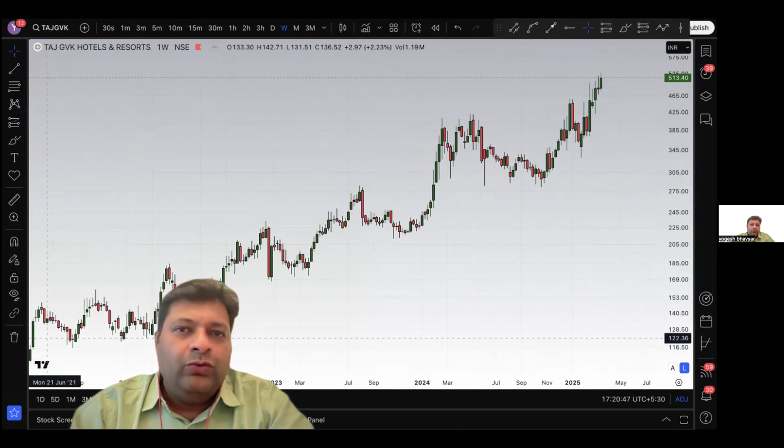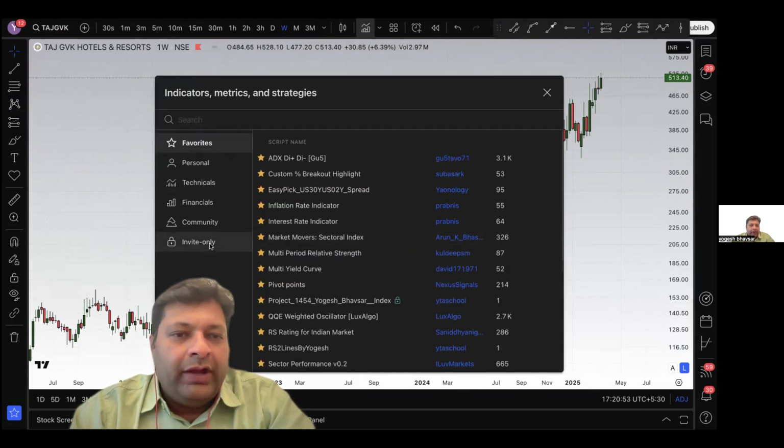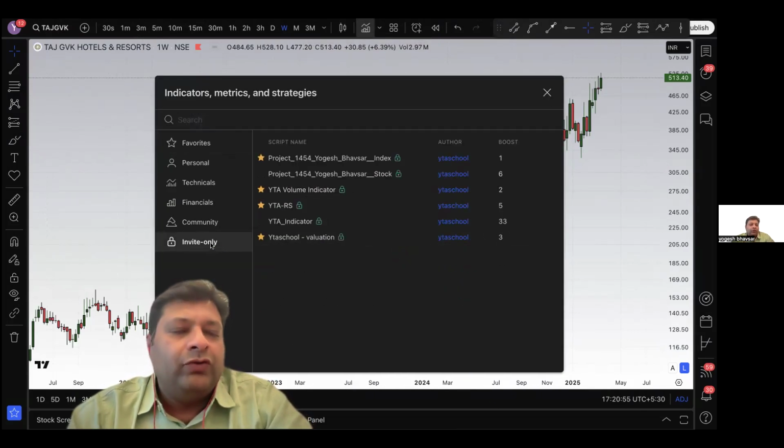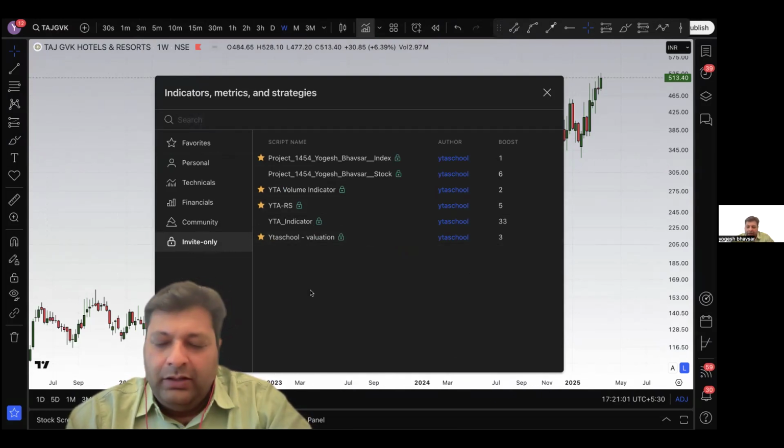What you have to do is go where your indicators are and go to invite only. Now you all will get this invite only list if you have an active ID. If you don't have an active ID, please get in touch with me. If your subscription is over, you have to resubscribe, or if you have not taken any subscription, please take the subscription so that you can enjoy this system.